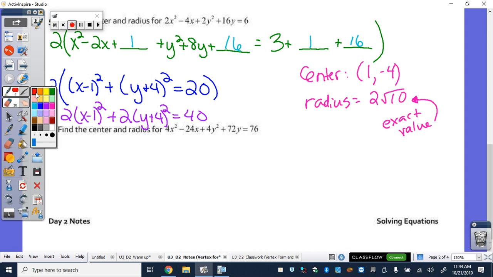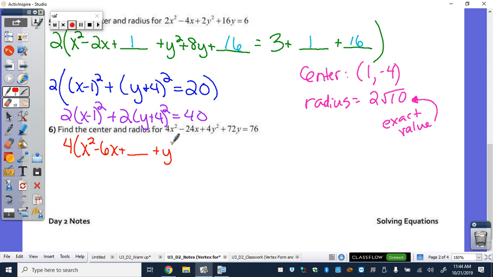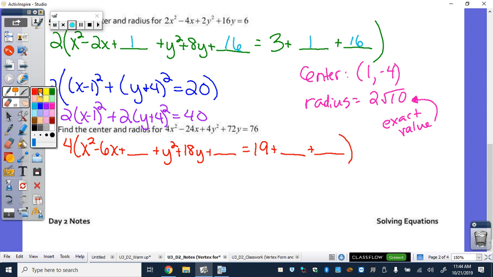All right, last one for our circles. What should we do first? Yes, GCF out of 4 first. That gives me x squared minus 6x plus a space, and y squared plus 18y plus a space. It's going to equal 19 plus 2 spaces.